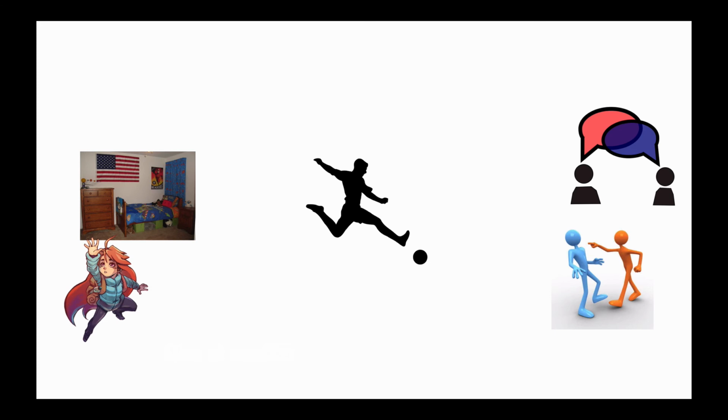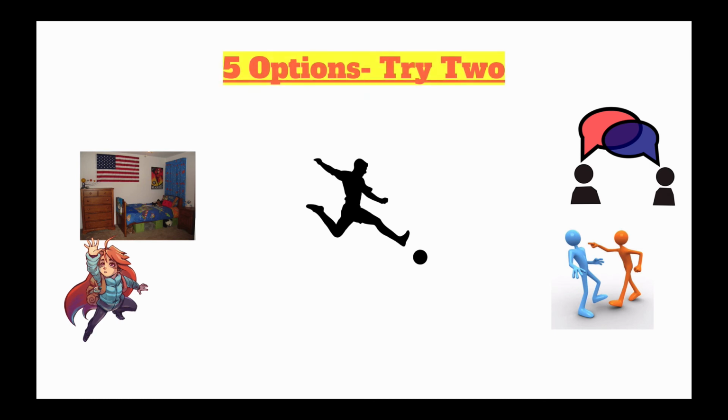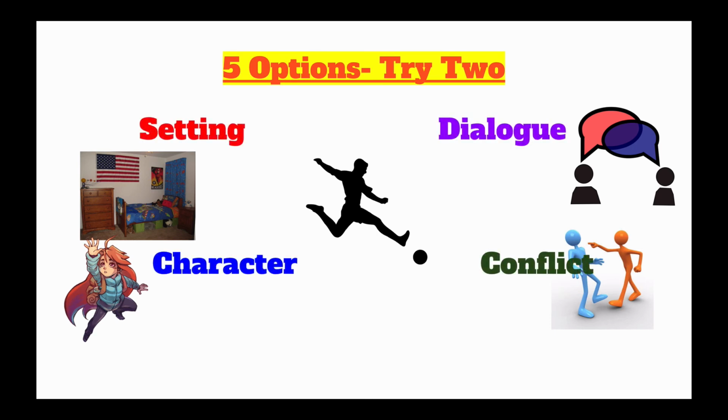Leads. All of these leads grab our attention. So there are 5 leads that we talked about. Some of these writers weave them together. We have a setting lead and a character lead. We have a dialogue lead, conflict lead, action lead.